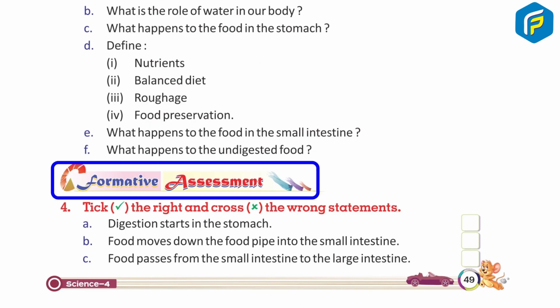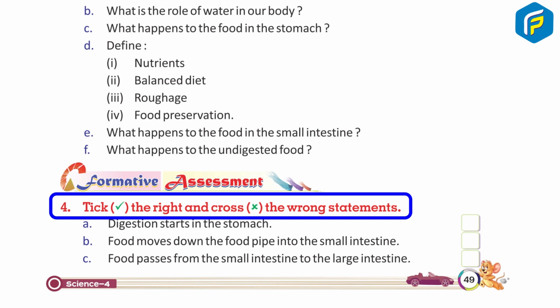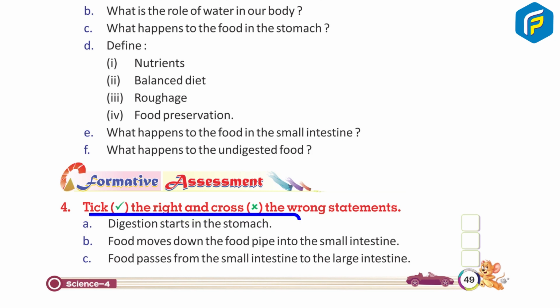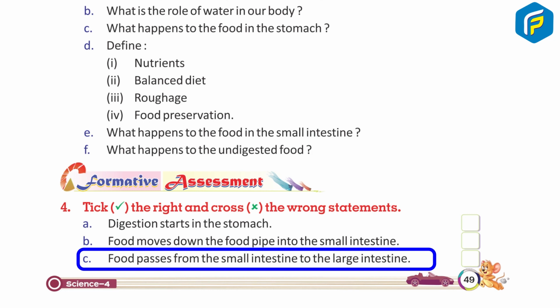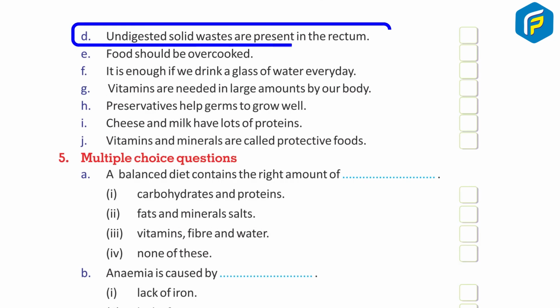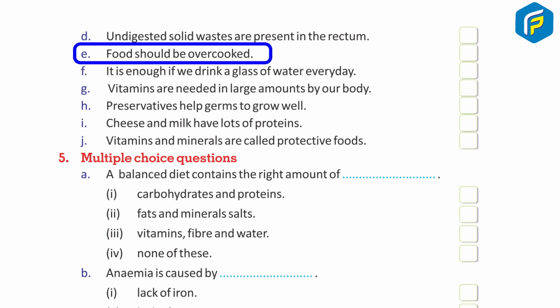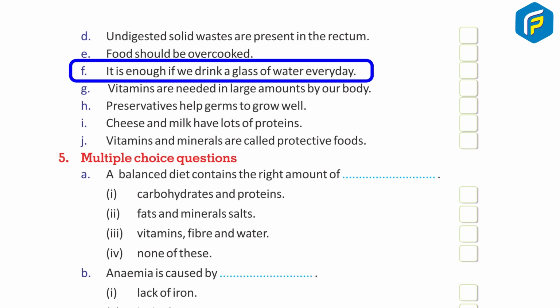Formative assessment. 4. Tick the right and cross the wrong statements. A. Digestion starts in the stomach. B. Food moves down the food pipe into the small intestine. C. Food passes from the small intestine to the large intestine. D. Undigested solid waste is present in the rectum. E. Food should be overcooked. F. It is enough if we drink a glass of water every day.